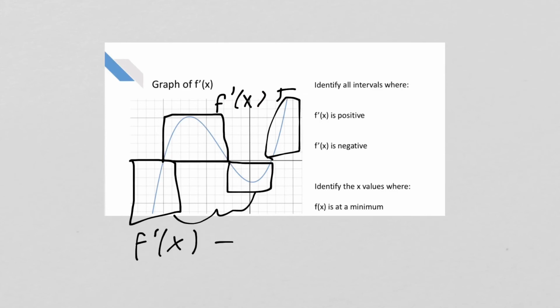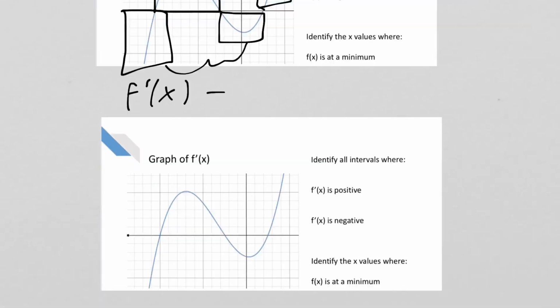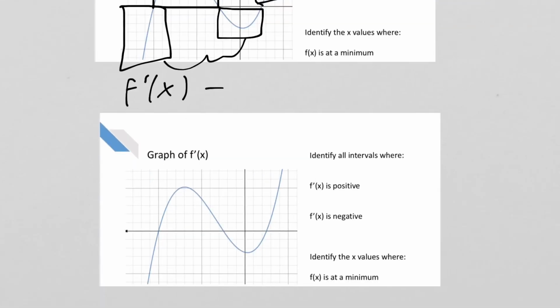This is a graph of f prime. So these are the intervals where f of x is increasing, and these are the intervals where f of x is decreasing. So now we're going to identify all x values where f of x is at a minimum. So what we're looking for is places where f prime is going positive to negative. So let's make a copy of this picture to work with.